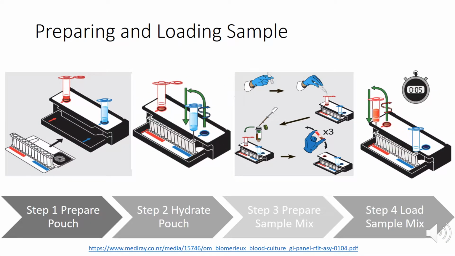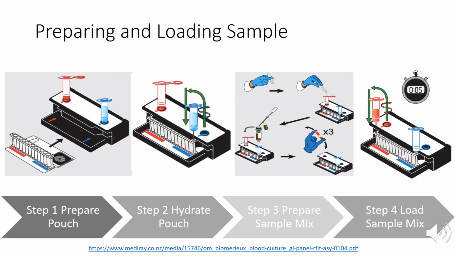This image is a basic demonstration on how to load a GI panel pouch. This procedure is broken down into 4 simple steps. In step 1, the FilmArray pouch is placed into the loading station. Next, the blue cap vial and the red cap vial are placed into their corresponding wells. As a side note, the blue cap vial is the hydration solution and the red cap vial is the sample buffer.